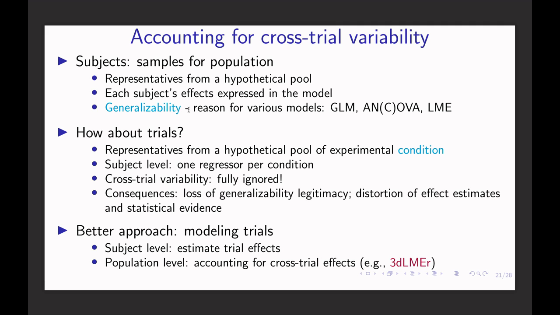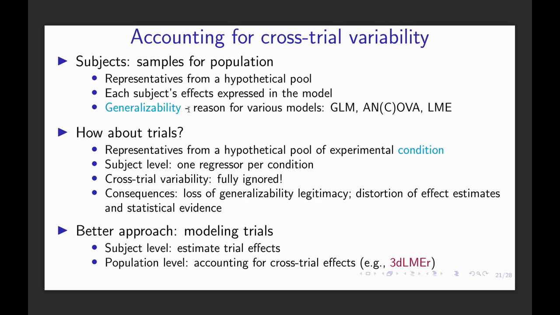There are two types of samples in AFNI. One is the number of subjects. The reason we recruit a number of subjects in an experiment is basically that we use those subjects as representatives for a hypothetical population. In the end, we want to generalize from those specific subjects to a hypothetical population.